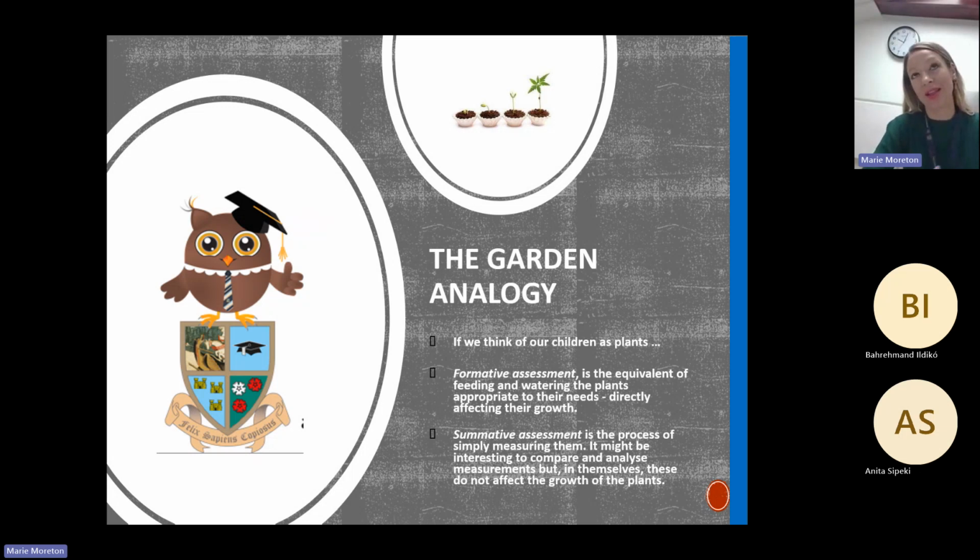Now, summative assessment or assessment of learning just gives us a snapshot, a measurement. It's like taking those plants and measuring how tall they are. It gives you information about how tall they are, but it doesn't have any impact on how well they grow at all. It's the same in assessments. We can take assessments of our children and we know what they can do. It doesn't help them learn any better. It just tells us what they can do on their own. And so it has a place. We need to know what the children can do, but obviously we prefer things that have an impact on learning.